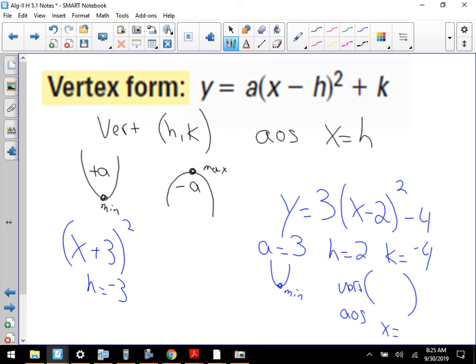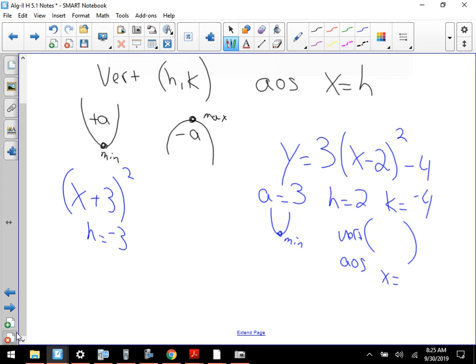So where's your vertex? 2, negative 4. Where's your axis of symmetry? At x equals 2. So this idea of vertex form is very, very easy to plot off of, because you've got all the info right there. You don't have to worry about doing the opposite of B over 2A or anything like that. You're just setting it up straight off of that.